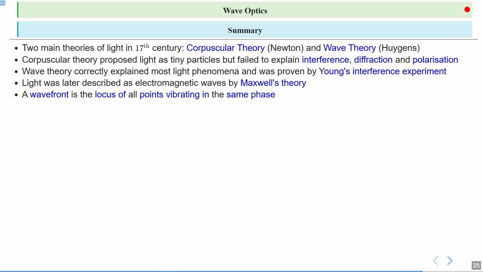A wavefront is the locus of all points vibrating in the same phase. Imagine ripples on a pond. Each ripple represents a wavefront where the water molecules are moving together.